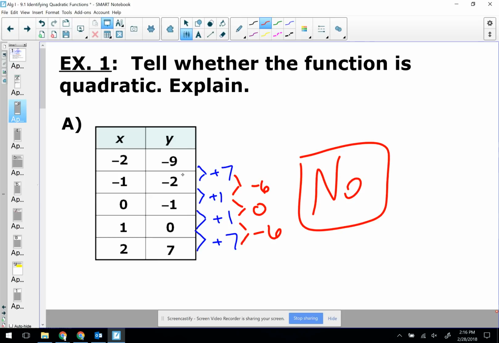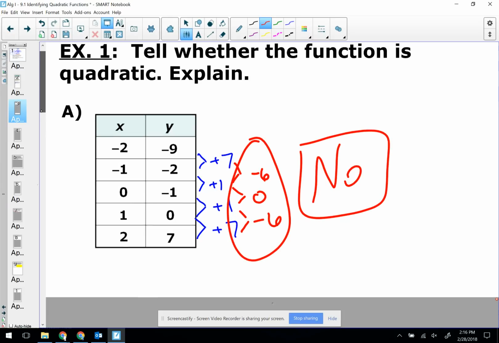Why? Because we had a difference of 7, difference of 1, difference of 1, difference of 7, which means the second difference is down 6, down 0, down 6. That's a bummer. No, they have to all be constant. This must be the same for that to be true.